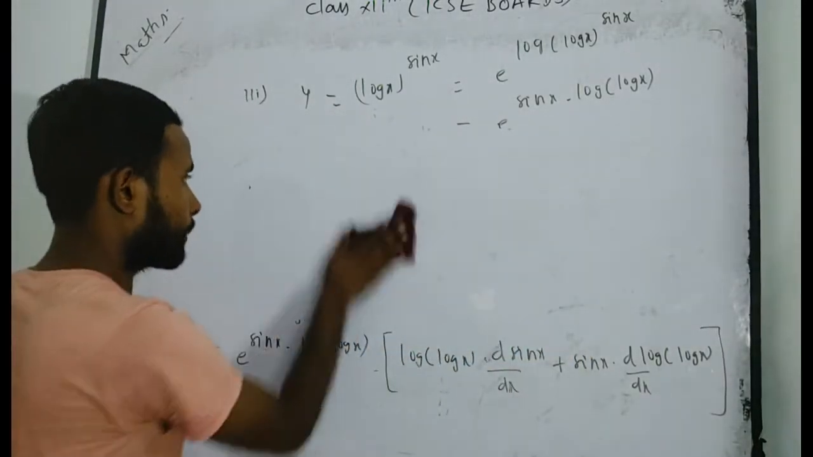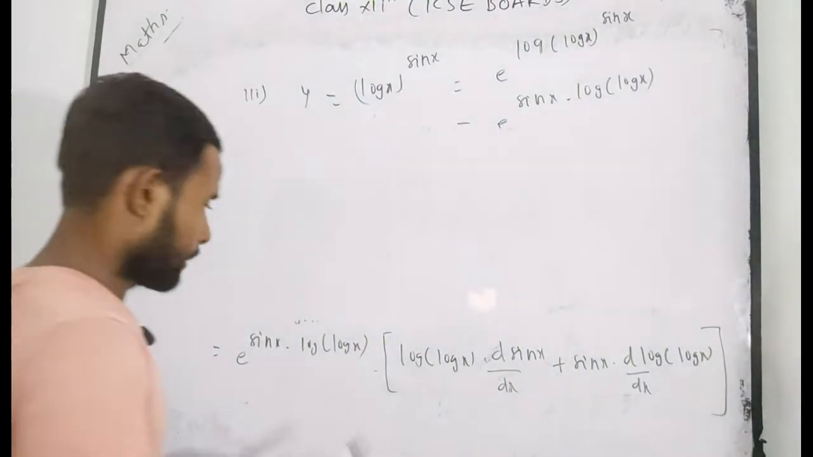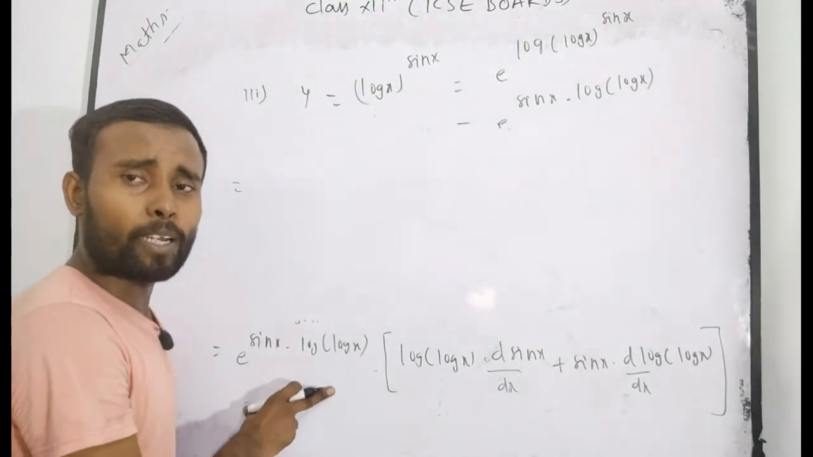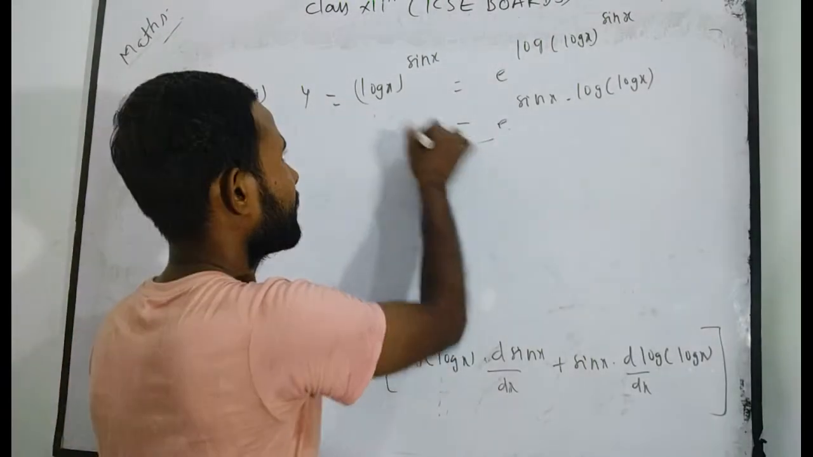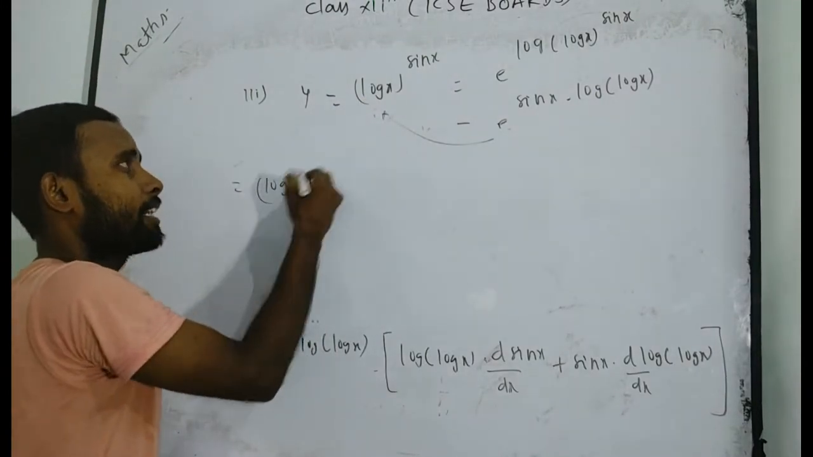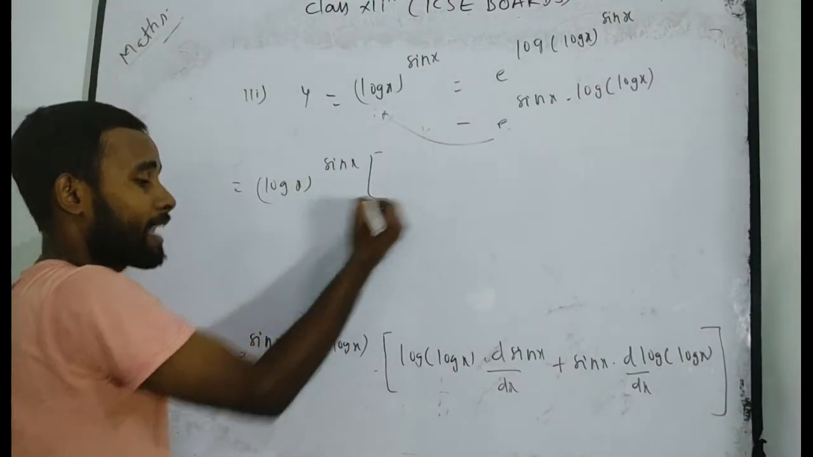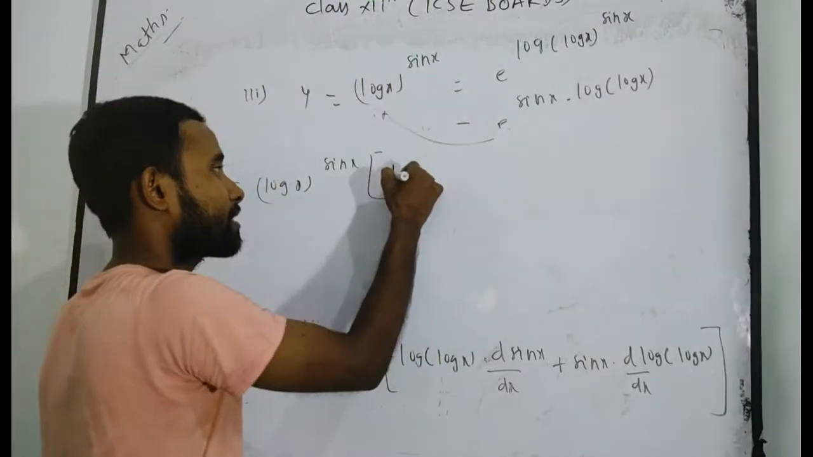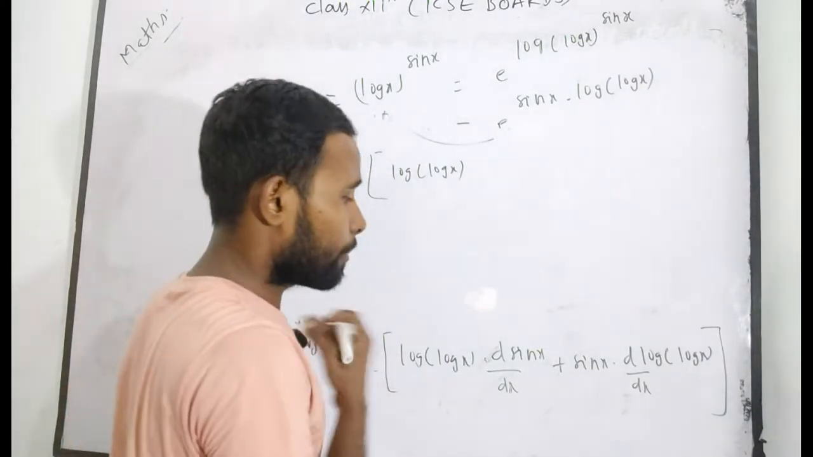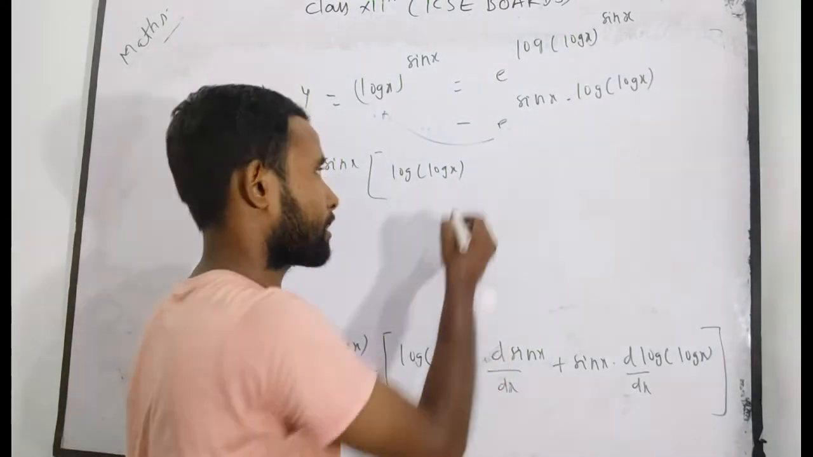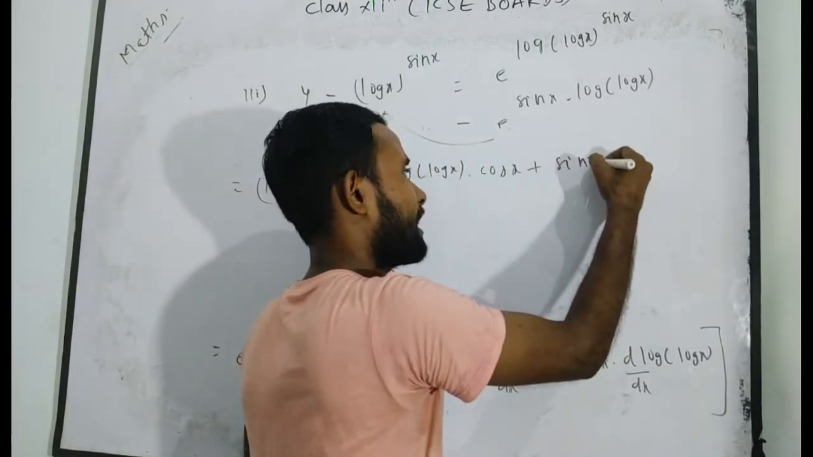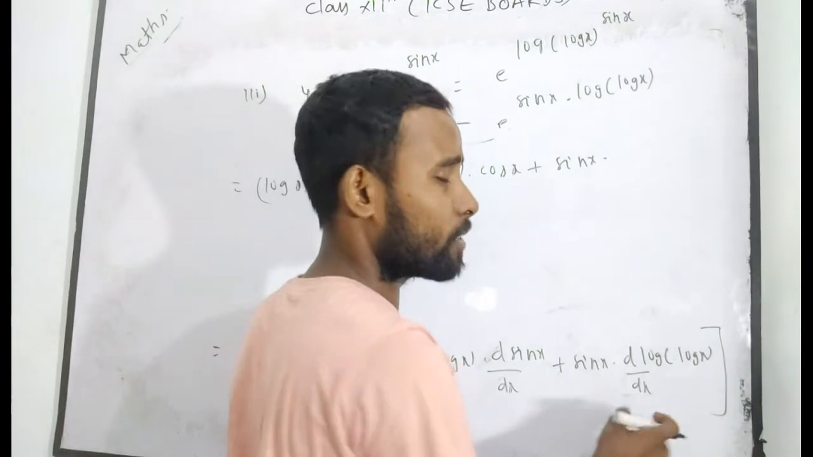Now I will write your next step for you. See here. Now I want to write directly. As you know that this is nothing, this is just as this. So can I write directly log x? It will always come in your answer. Can I write it directly? Because there is no manipulation in it. Now derivative of sin x with respect to x will be cos x. So you can write here cos x easily, plus. Now here it will be sin x, and differentiate log x with respect to x.